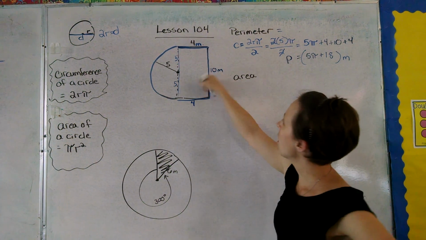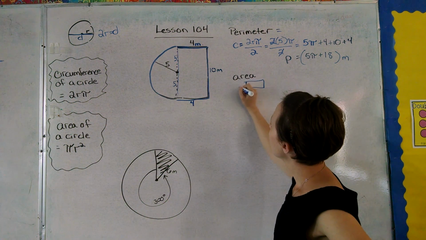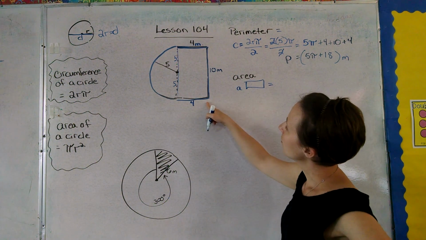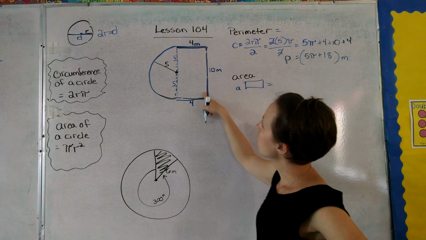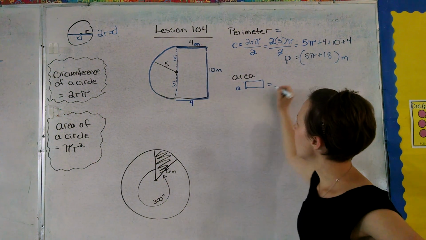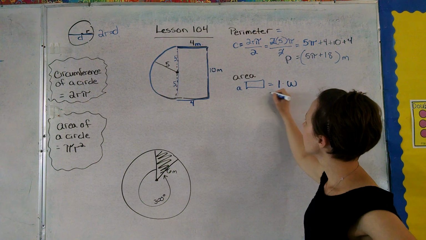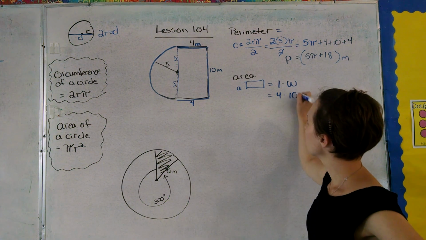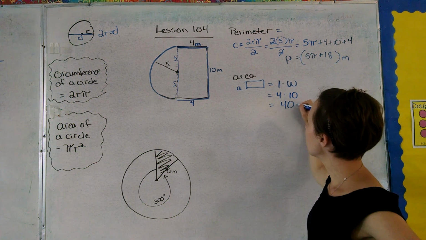I know how to find area of the rectangle. Area of the rectangle is length times width, which in this case is 4 times 10, which is 40 meters.